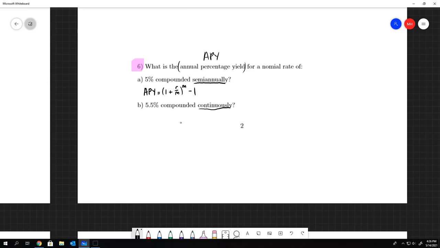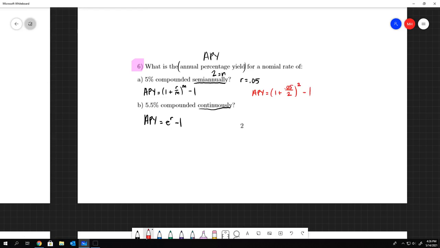If we are compounded continuously, that's my A equals P e to the rt along with my E. And APY for continuously also has an E. It is APY equals e to the r minus 1. So in order to go from our percents to our decimals, I'm moving my decimal places over twice. So this is r equals 0.05. And since it's semi-annually, that is twice a year. So I'm going to plug those in. APY equals 1 plus 0.05 over 2 to the 2 minus 1.